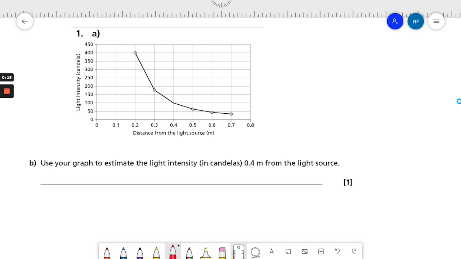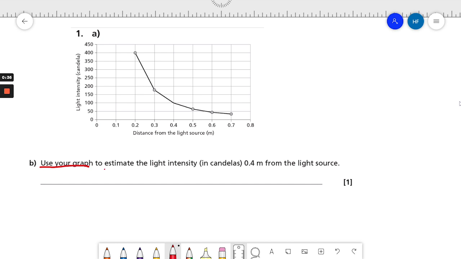Let's start by working out what the question is asking us to do. The first part of the question says, use your graph. So, in part A of this question, you should have plotted a graph and drawn a line of best fit. So we need to be using that graph to answer the question.